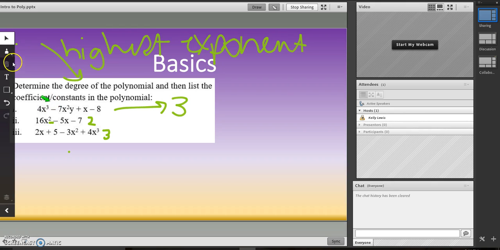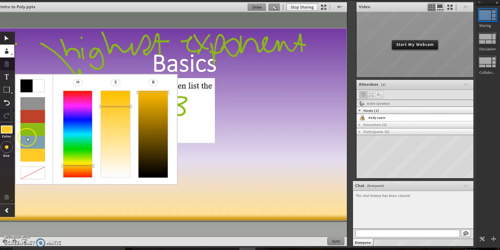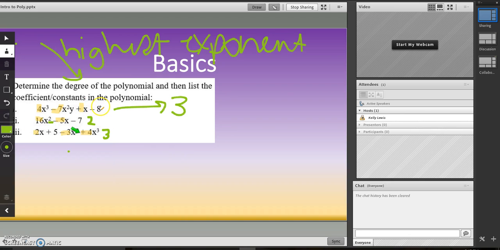The coefficients are the numbers touching the letters. So 4, negative 7, positive 1, 16, negative 5, 2, negative 3, 4. The constants are negative 8, negative 7, 5. So the coefficient touches a letter, a variable, and the constant is all by itself.